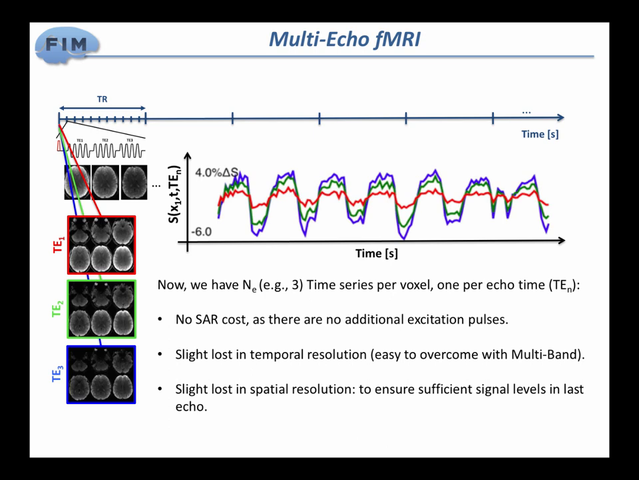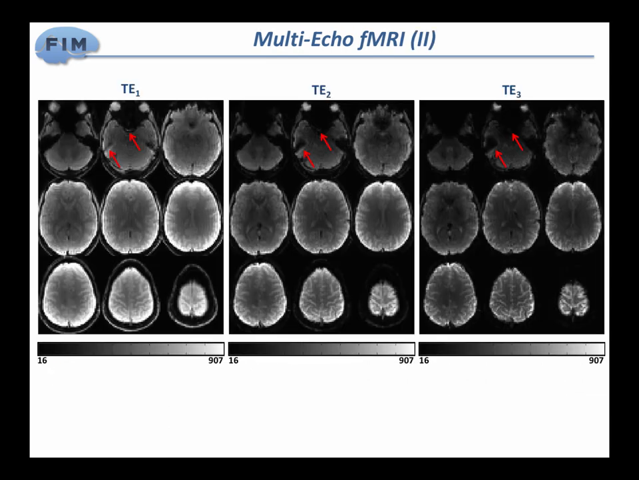And then maybe you could argue that there is a slight loss in spatial resolution because you want to ensure there is enough signal on the latest echoes, but truly, you can acquire your data equivalently in terms of TR and spatial resolution to what would be your single-echo fMRI, and have all this additional information these days. So, as I said, you're going to be getting several time series per voxel, therefore several volumes.